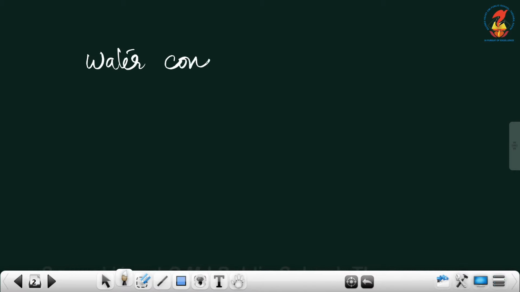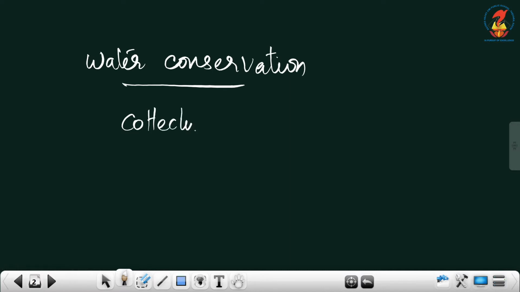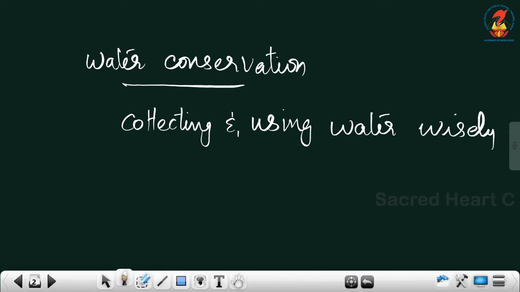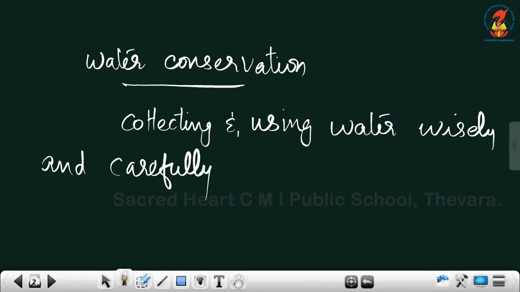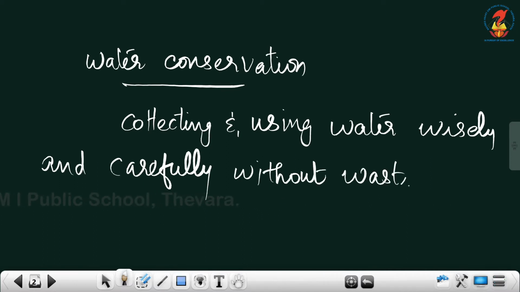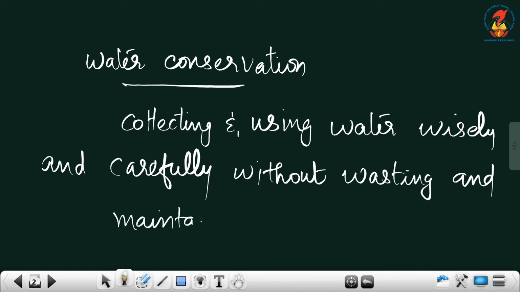So what is water conservation? Water conservation is collecting and using water wisely and carefully, without wasting, and maintaining its quality. That is actually water conservation.